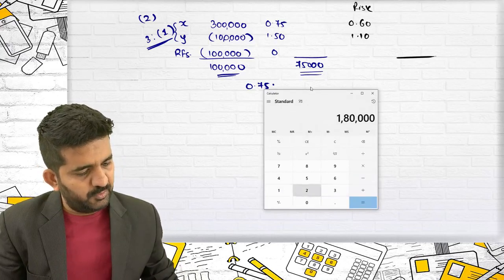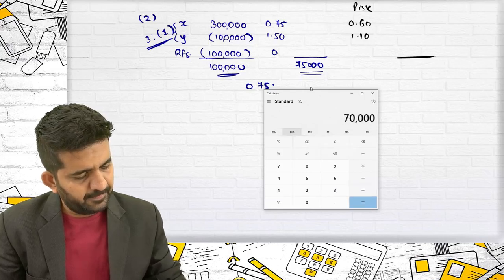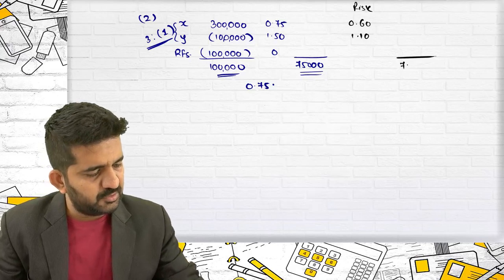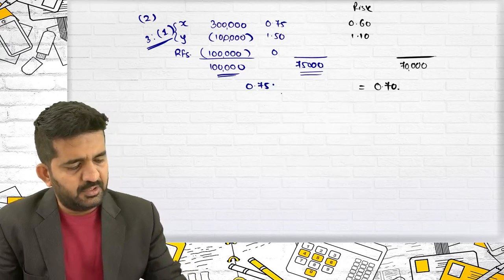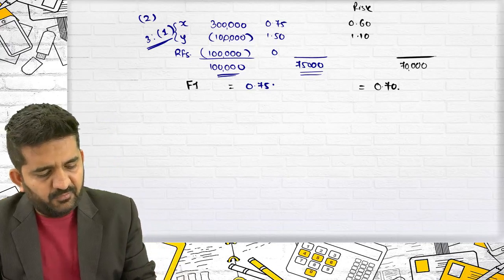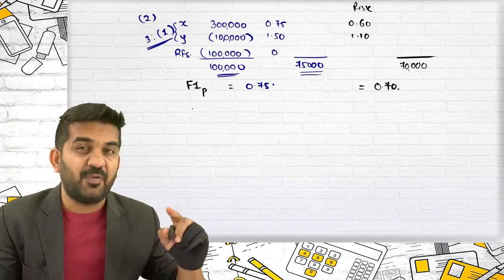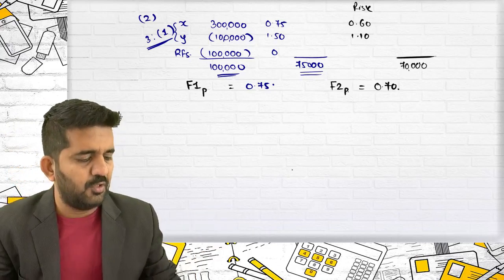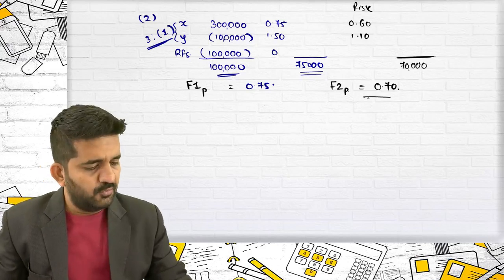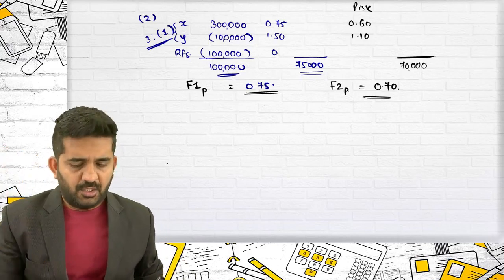And 1 lakh into it is 1,10,000. This is 70,000 divided by 1 lakh. It is 0.70. This is the sensitivity of factor 1 of the portfolio. Sensitivity of factor 2 of the portfolio, if the portfolio is created in this manner. So these are the first two questions.